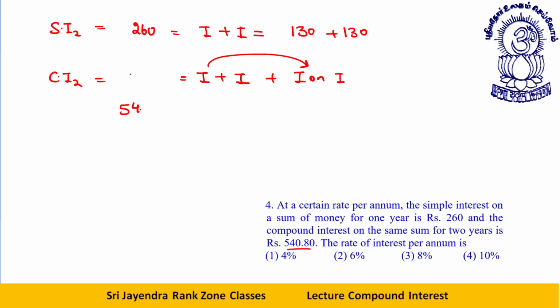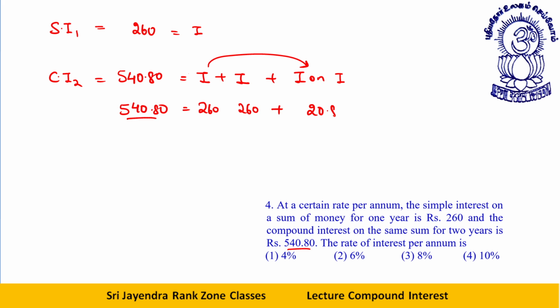This is 540.80. Okay, I'm sorry, dear student. This is 1 year. I didn't see it properly. The simple interest on a sum of money for 1 year. It's my bad. Okay. So this is I. So if I write 260 here, 260 here, how much is remaining? 20.80. This portion is I on I. This portion is I on I.